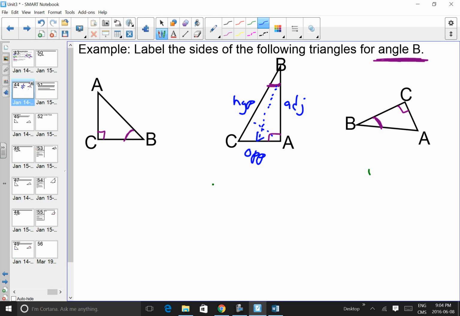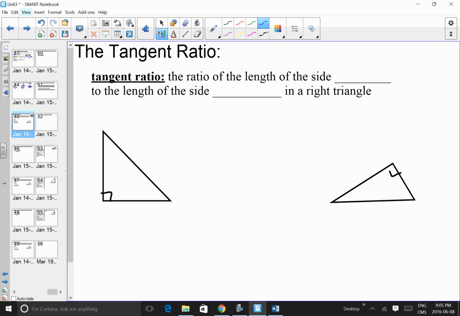Assuming you just did them, you should have answers like so. This will be opposite, adjacent, hypotenuse. This one here will be opposite. This is my longest side, so this is my hypotenuse. My leftover side is my adjacent. Moving on. If you have questions about this, stop and ask me right now. You need to have these first steps down pat for the rest of it to make any sort of sense.